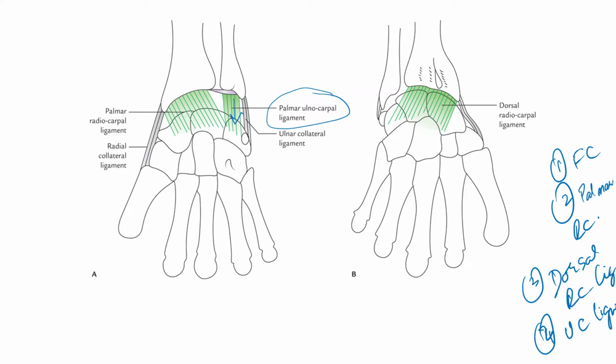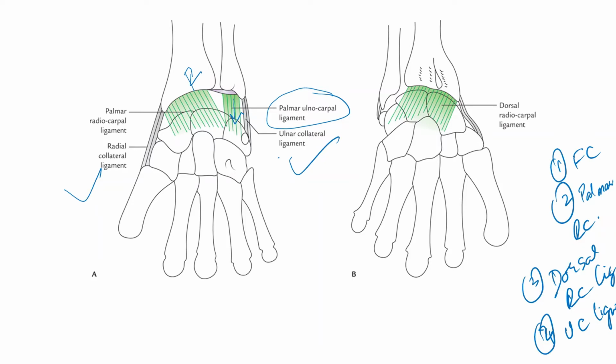So other than these ligaments, we can also make out the collateral ligaments, that is the radial collateral ligament and the ulnar collateral ligament. The radial collateral ligament lies along the lateral side of the joint, extending from the styloid process of the radius, directed downwards to reach the scaphoid and the trapezium below.